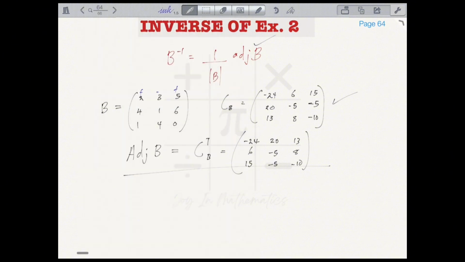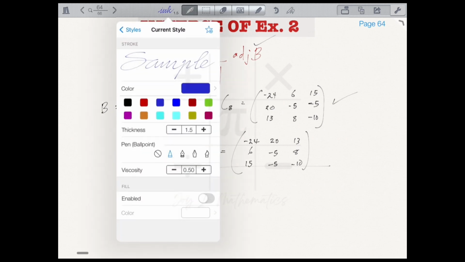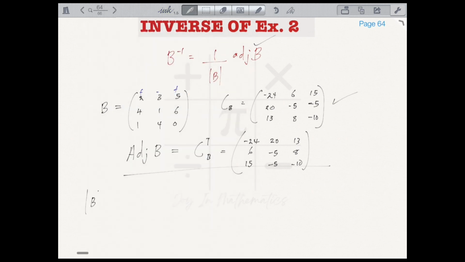So let's begin. To evaluate the determinant of B, we still stick to the place sign using the first row: positive, negative, positive. The determinant of B will be equal to +2 of 1640 and -3 of 4610 and +5 of 4114.